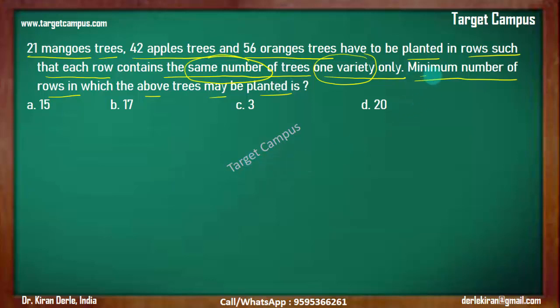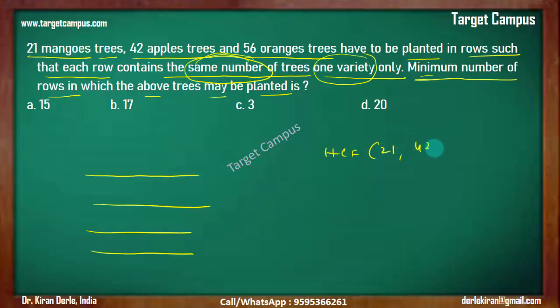To find the minimum number of rows, we have to allocate the maximum number of trees, but they should be the same number and of the same variety. So we are dealing with the HCF of the given trees. What will be the HCF? This is 7 into 3, this is 7 into 6, and this is 7 into 8. Nothing else is common in all three, so 7 is the HCF. So we can plant 7 trees here, 7 trees here, 7 trees, like this.